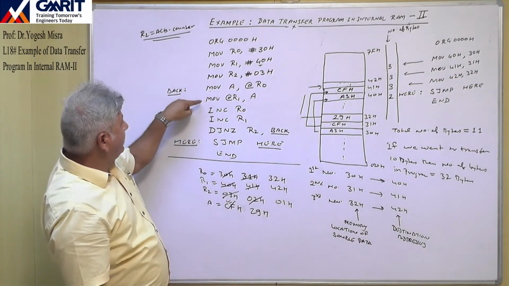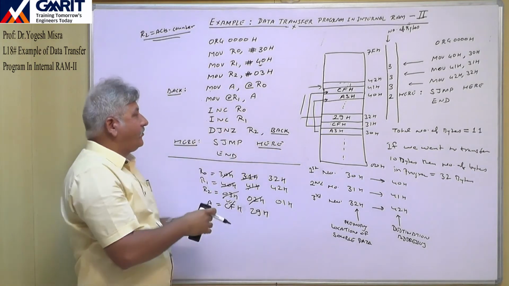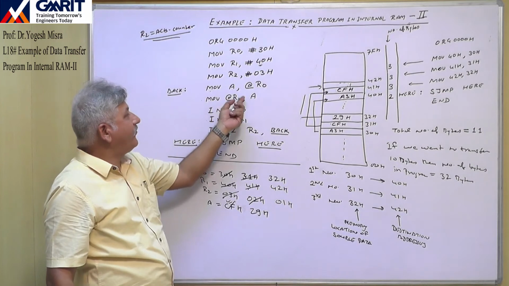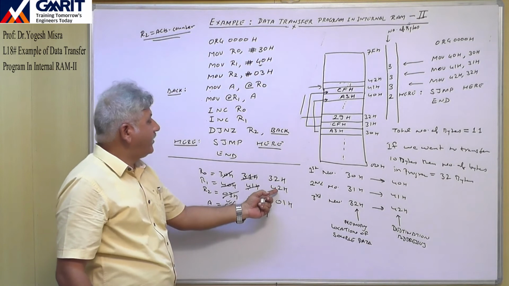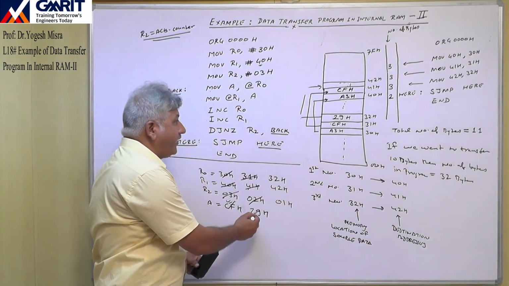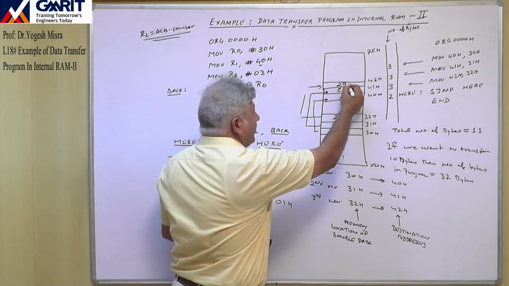Then this instruction will be executed, MOV @R1, A. So whatever is there in A will be moved to the RAM location whose address is defined by R1. In R1 we have 42H. So the content of A, which is 29H, will be moved to 42H. So here we now have 29H.